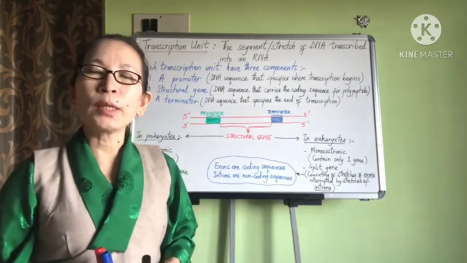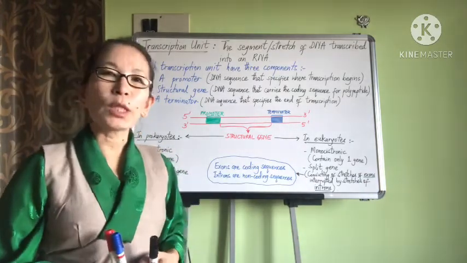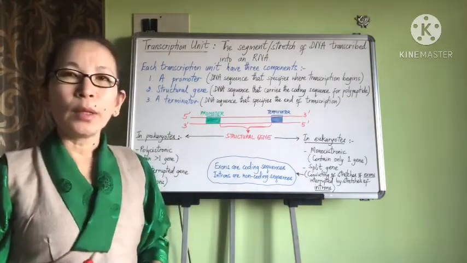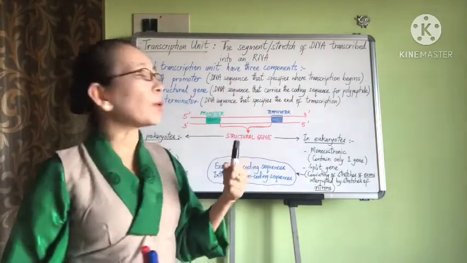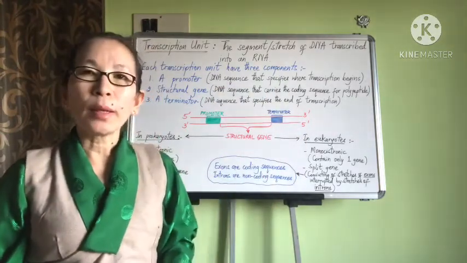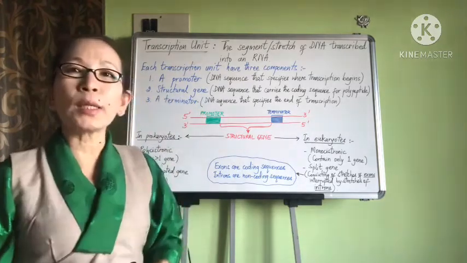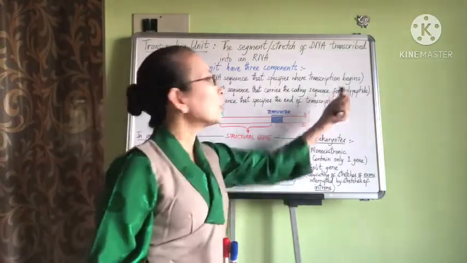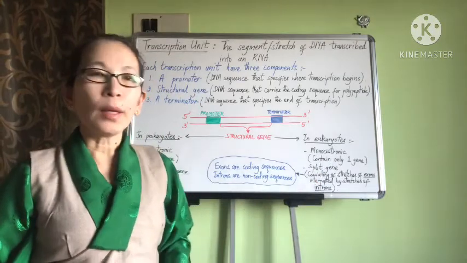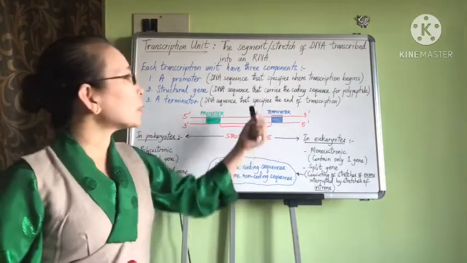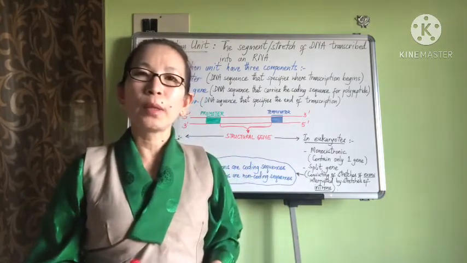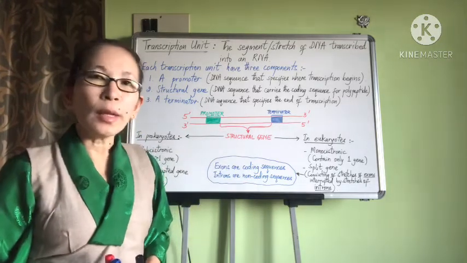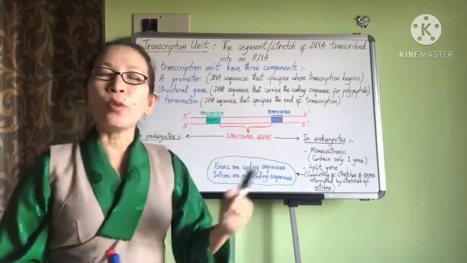In each transcription unit, there are three components, which are a promoter followed by the structural gene and a terminator. The promoter is a DNA sequence that specifies where transcription should begin. And the structural gene is the actual DNA sequence that carries the coding sequence or the genetic code, the information for the synthesis of polypeptide or protein. And the terminator is a DNA sequence that specifies the end of transcription. Basically, the promoter is in front of the structural gene and the terminator is at the end of the structural gene.